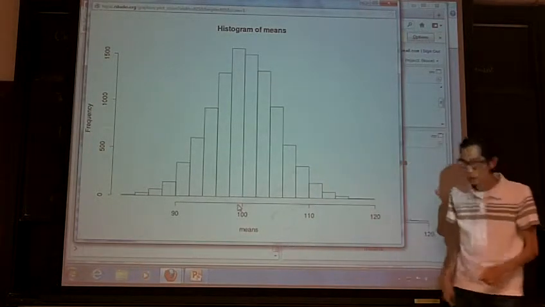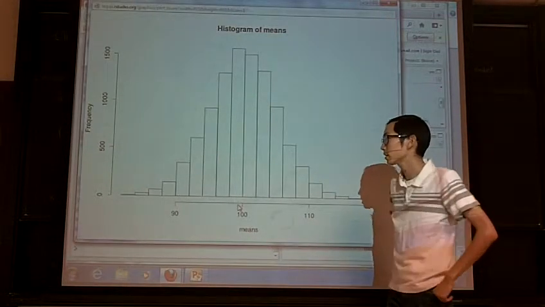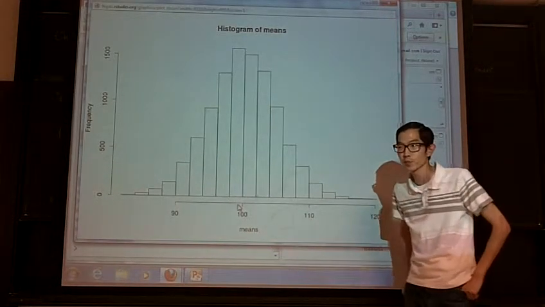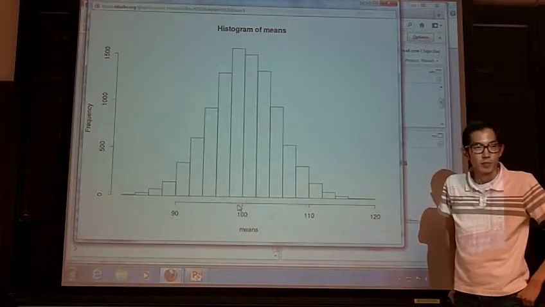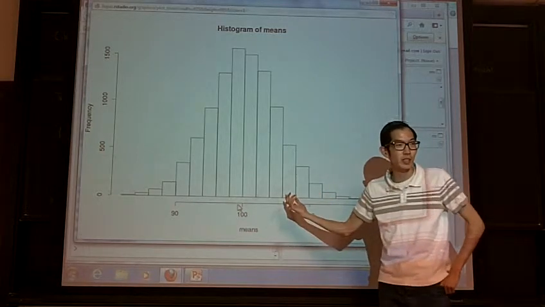What would happen if, rather than taking samples of size 10, I took samples of size 100? Would it narrow the range even more? Yeah, the range would get even more narrow.